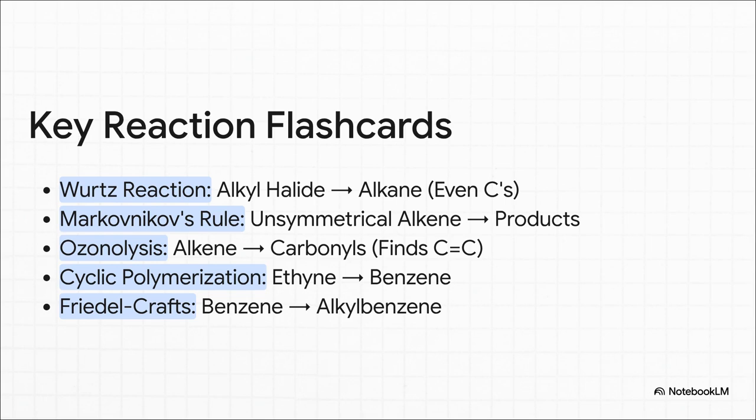When you see Wurtz reaction, you should instantly think higher alkane but only even carbons. See Markovnikov's rule, you think unsymmetrical alkene, major and minor products. Ozonolysis, that's for finding where the double bond was. And of course, cyclic polymerization, that's your ticket from ethyne to benzene. These are just quick triggers for all the reactions we've covered.